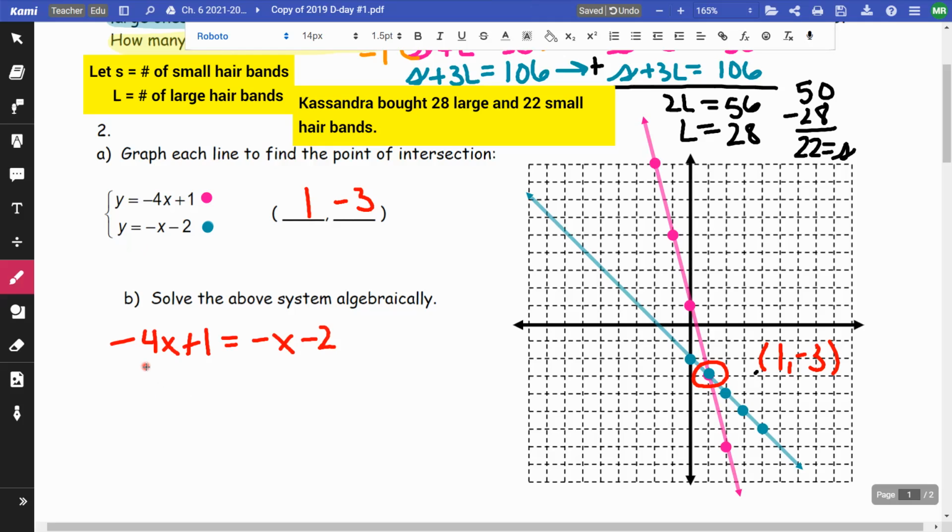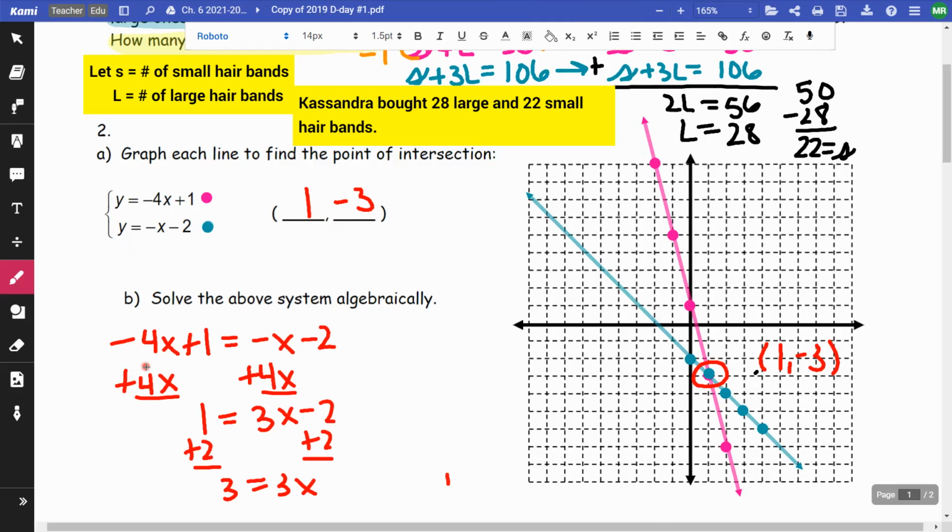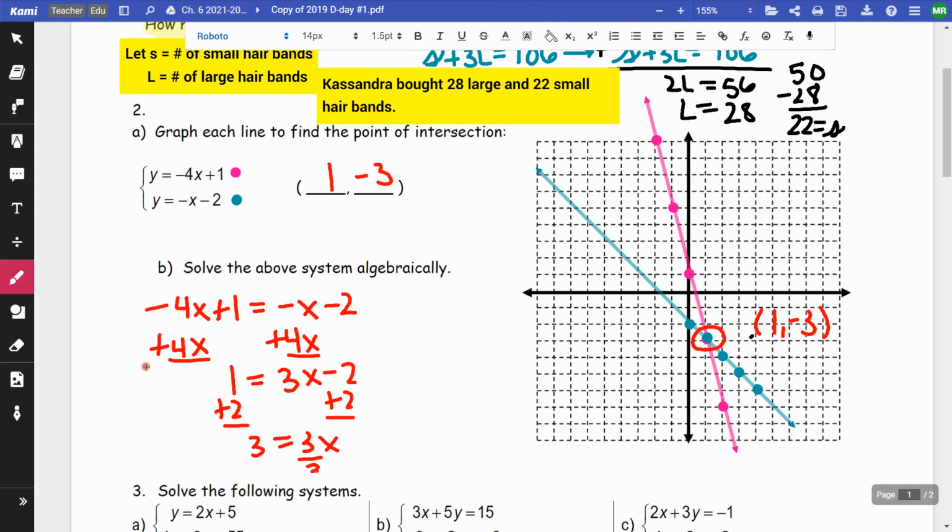So I'm going to add 4x. I think that would be the best choice for me. I'm going to get 1 on this side, 3x minus 2 on this side. I'm going to add 2 to both sides. I get 3 is equal to 3x. I divide both sides by 3, and I get x equal 1, which is what I got up here also.